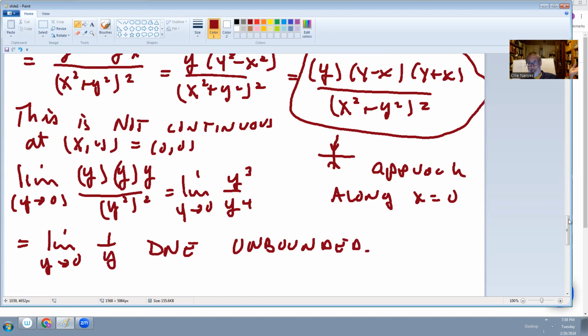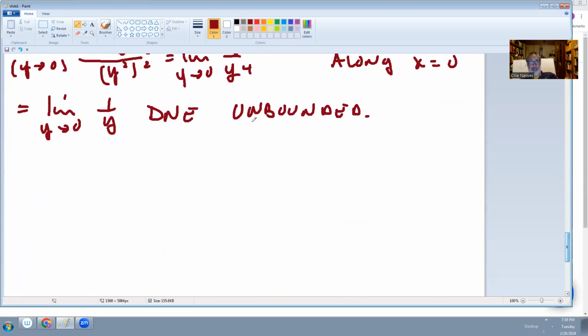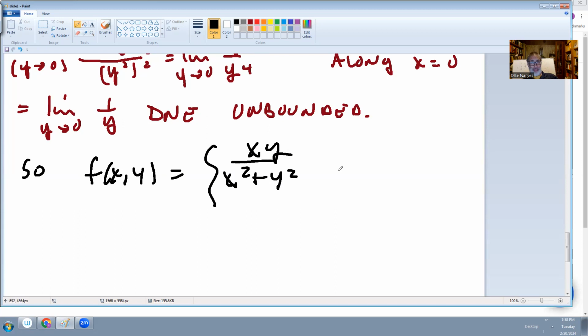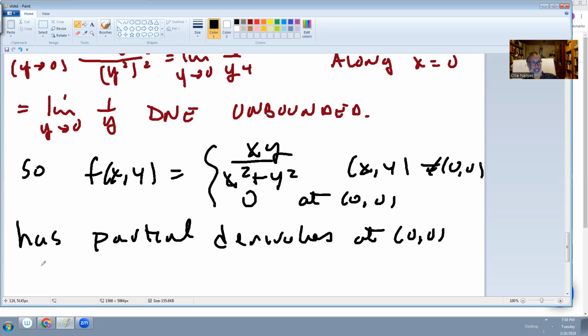So the partial derivative exists at 0. So this is the upshot. What we see is that we have the function that we talked about, and this function has partial derivatives, but they're not continuous.